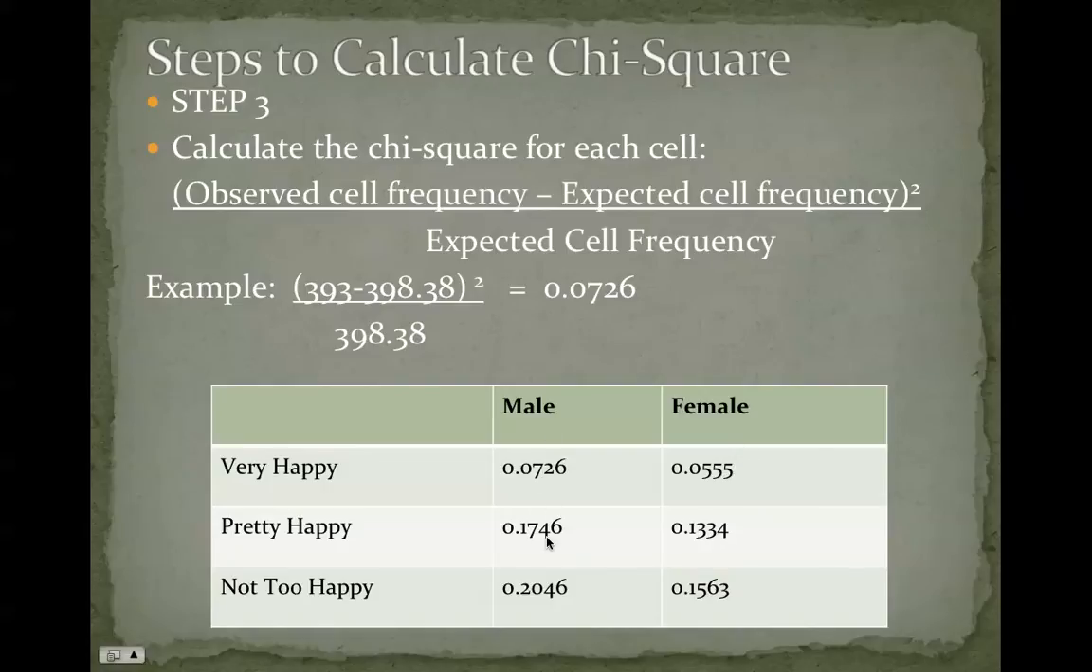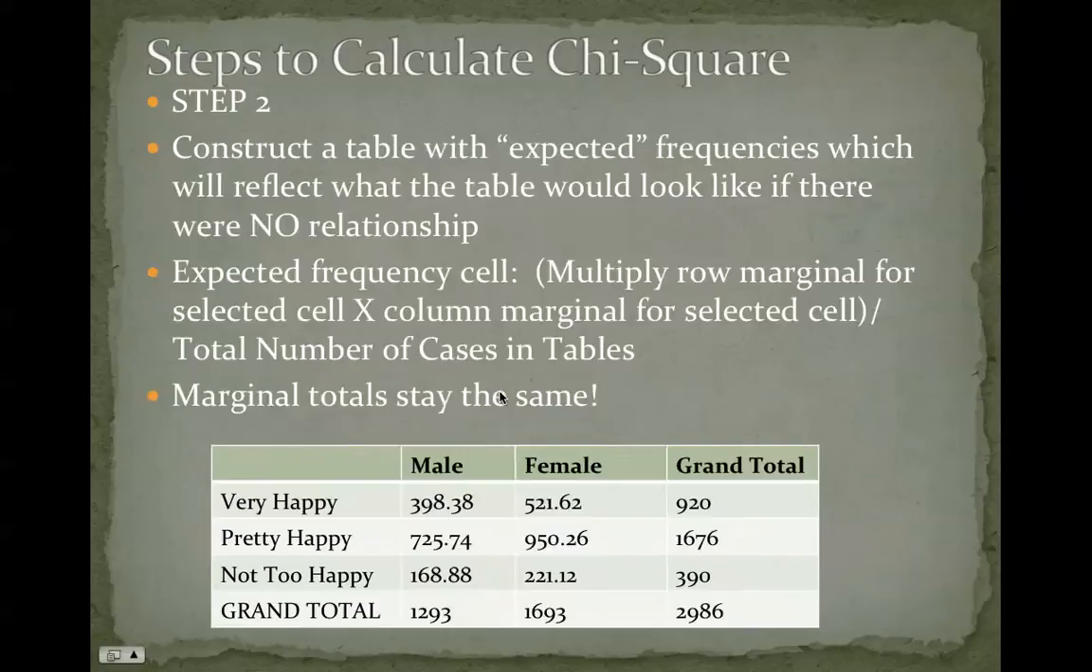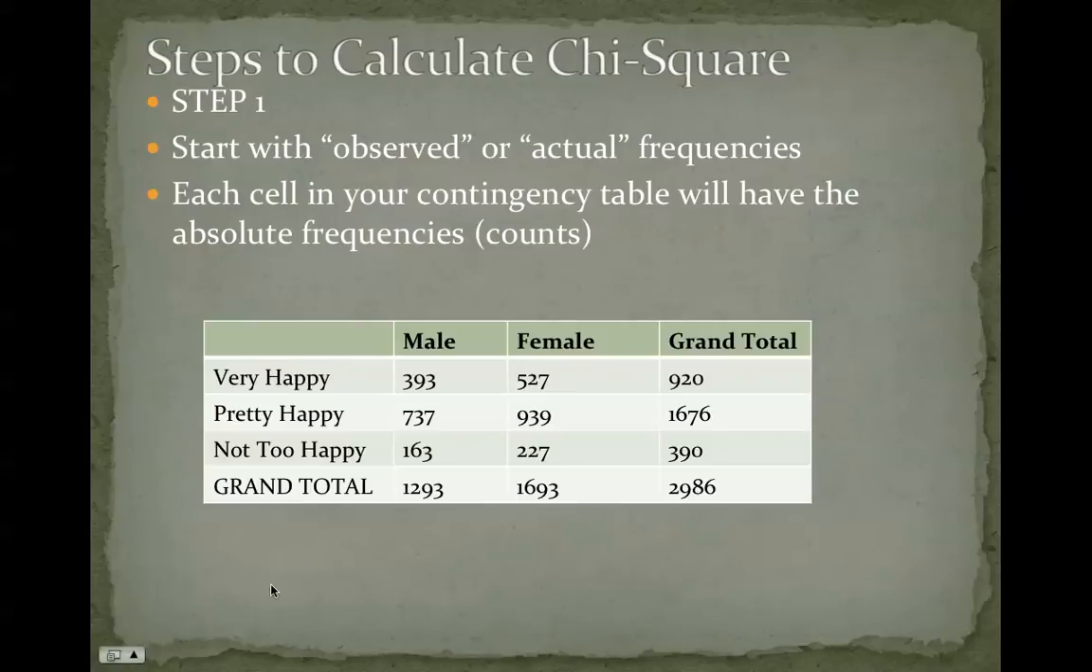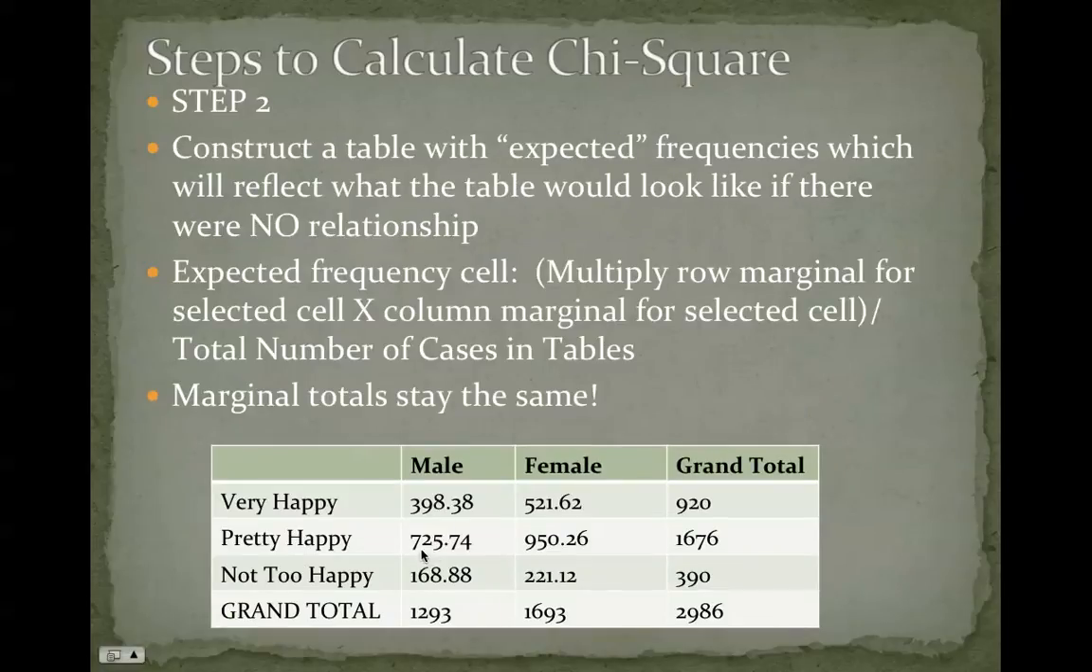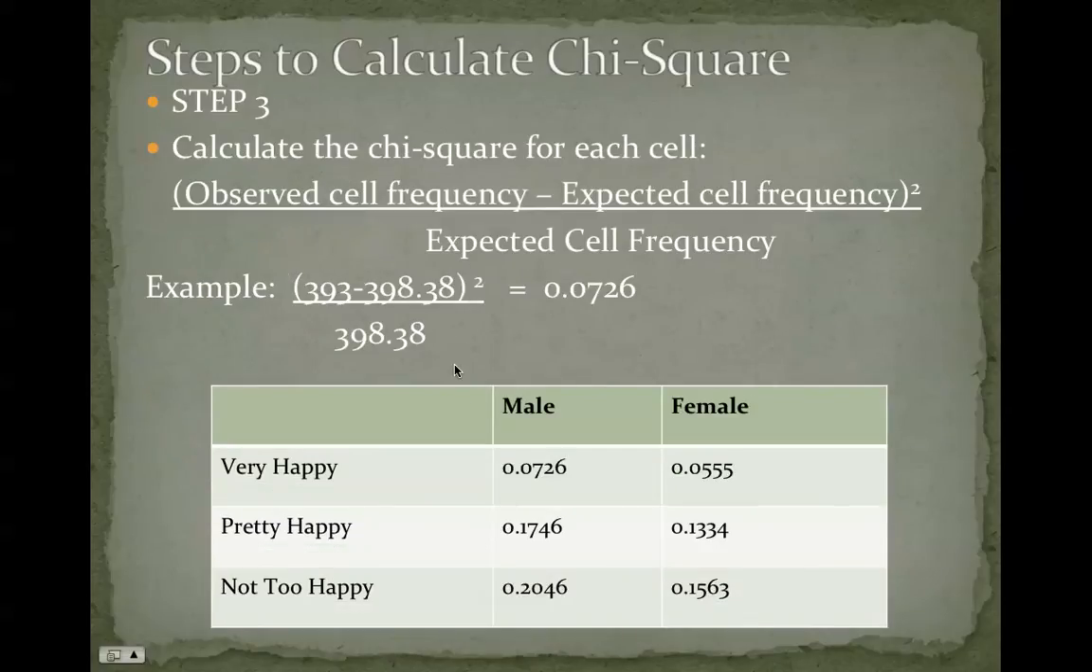So for males and pretty happy, which is the next cell down, I would look at here. Males and pretty happy, in this case, would be 737 as my observed, and 725.74 is my expected. I would take that 737 minus 725, or whatever those values were from those previous two tables, square that value and divide it by the expected cell frequency for male and pretty happy. So I do that for all 6.